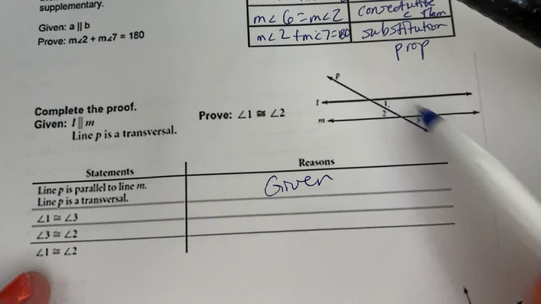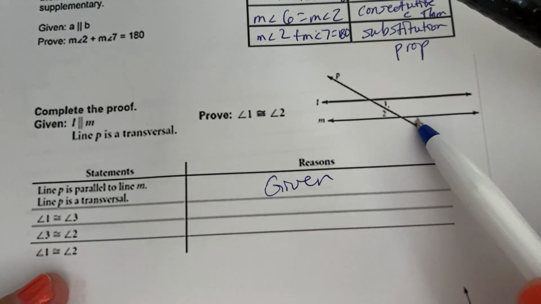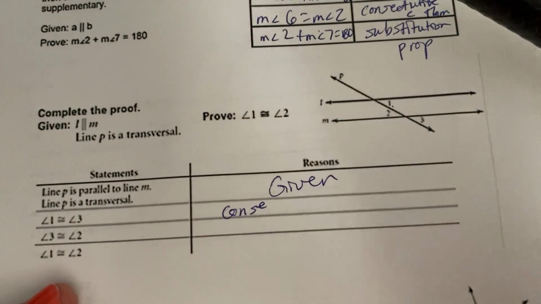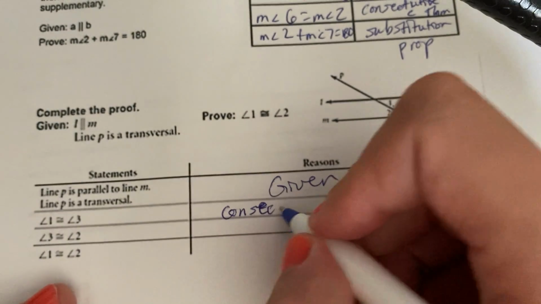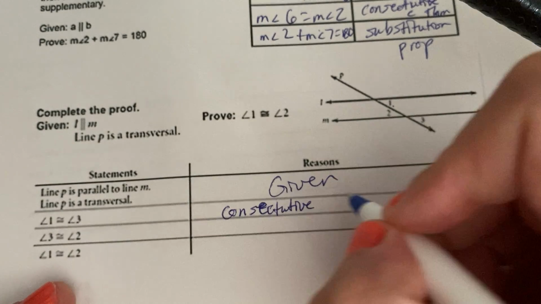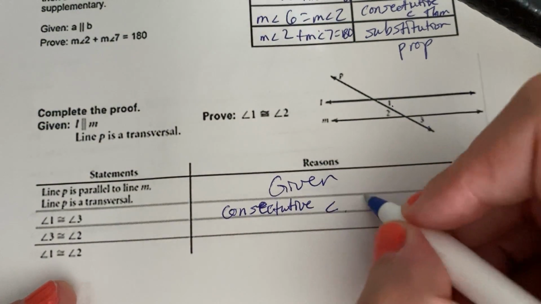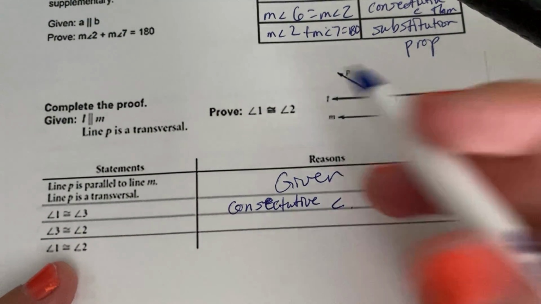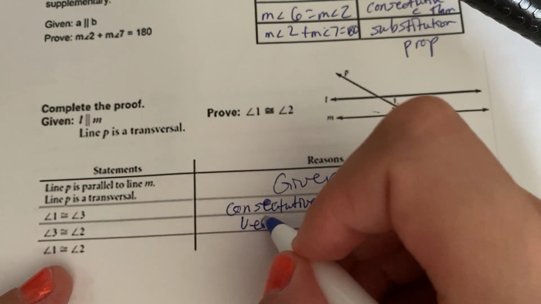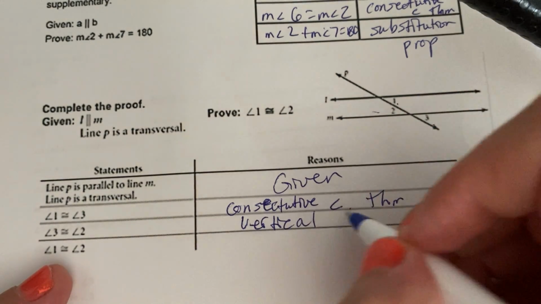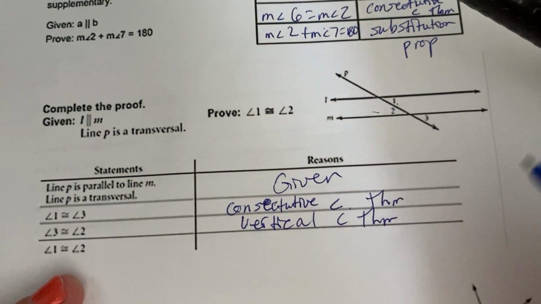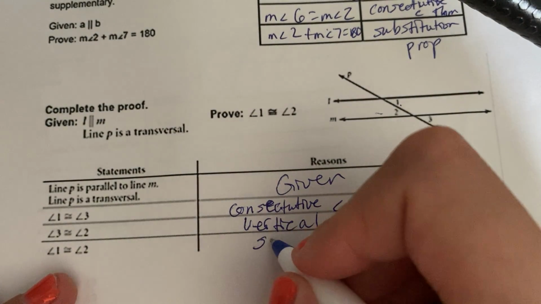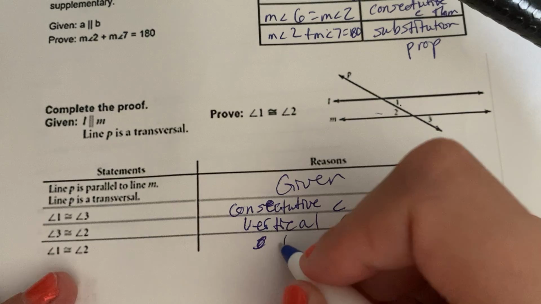So I know angle 1 and angle 3 are consecutive angles. So consecutive angle theorem. I think I misspelled consecutive, sorry. And then I know 2 and 3 are congruent by the vertical angle theorem. And then I know 1 and 2 are congruent by substitution or transitive. We'll put transitive.